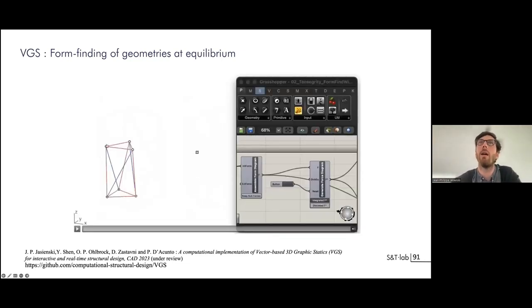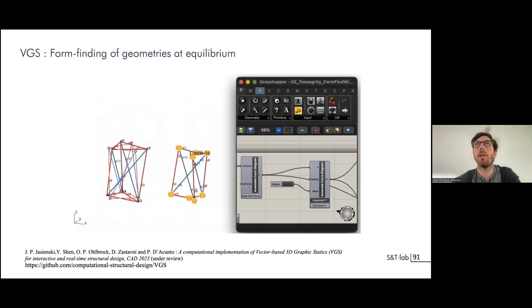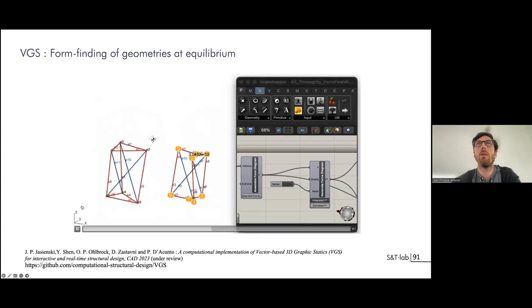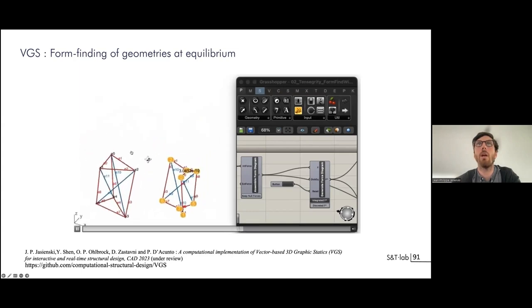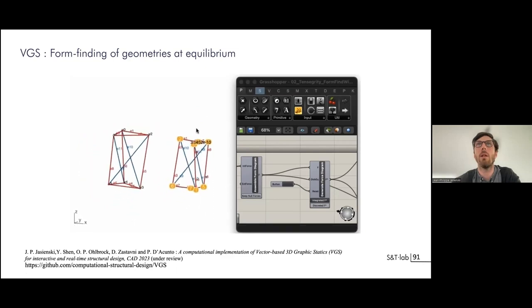So this is a tensegrity structure that I would like to do. So I quickly draw some members in tension and some others in compression, and then I ask VGS to generate the force diagram. Let's see if it converges. Okay. Then you can see the solution, and you have on the left your form diagram, and on the right your force diagram. Okay. We have another example after that.